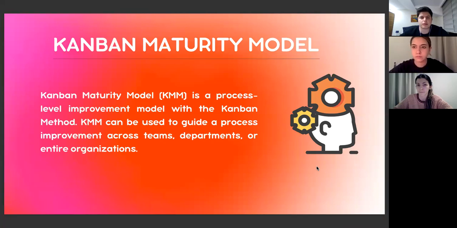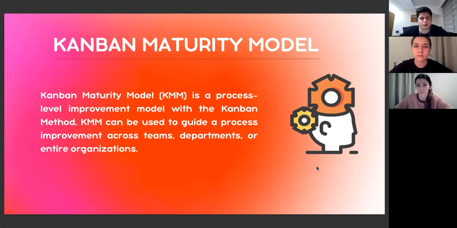Kanban maturity model is a process-level improvement model with the Kanban method. KMM can be used to guide process improvement across teams, departments, or entire organizations. It maps out 7 maturity levels and shows how to successfully deploy the Kanban method to move from one level to another and greatly improve the economic performance of the business.